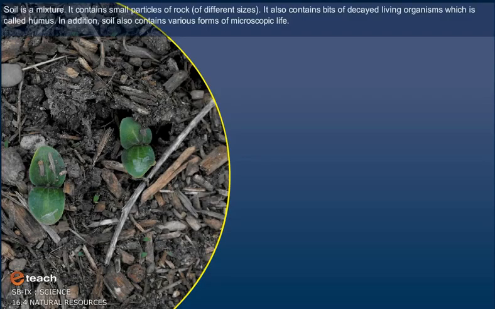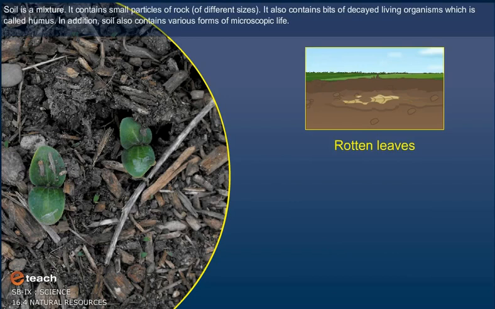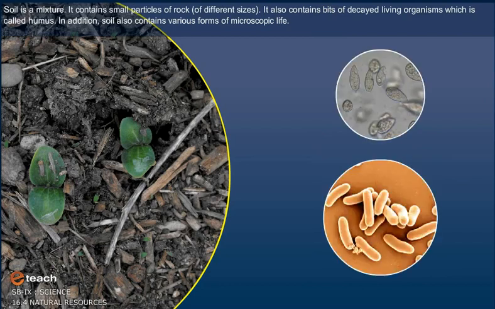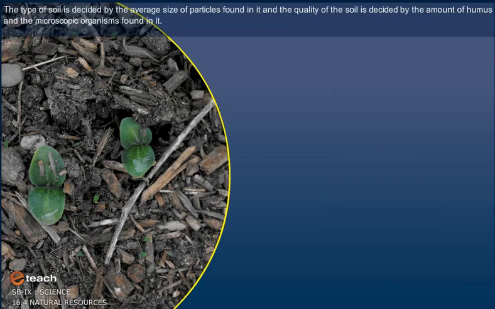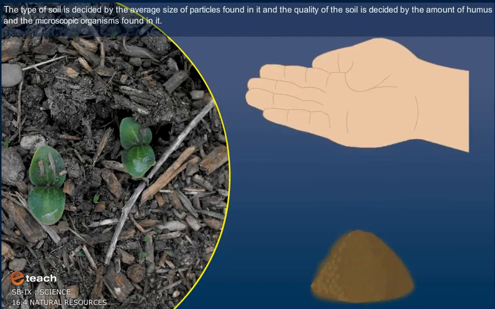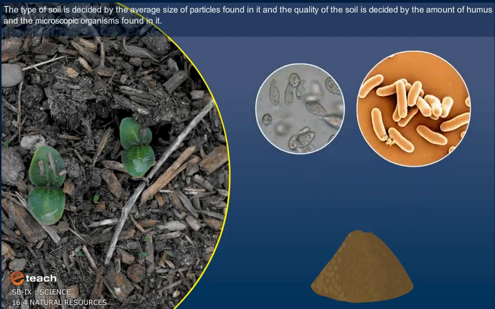Soil is a mixture. It contains small particles of rock of different sizes. It also contains bits of decayed living organisms, which is called humus. In addition, soil also contains various forms of microscopic life. The type of soil is decided by the average size of particles found in it, and the quality of the soil is decided by the amount of humus and the microscopic organisms found in it.